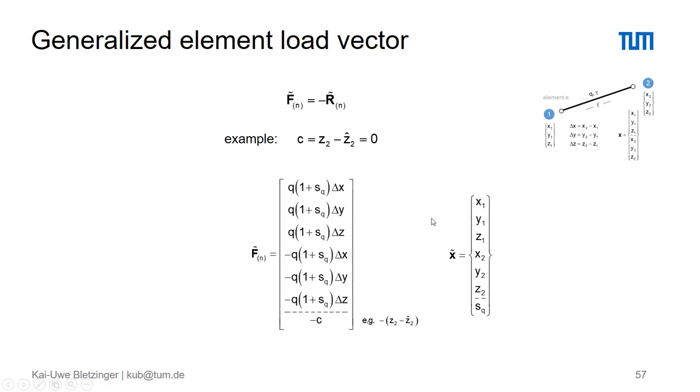That's how the vector of generalized coordinates looks like. Now we have the 6 entries of the coordinates of the nodes, plus this extra entry for the scaling factor of the force density of this element.